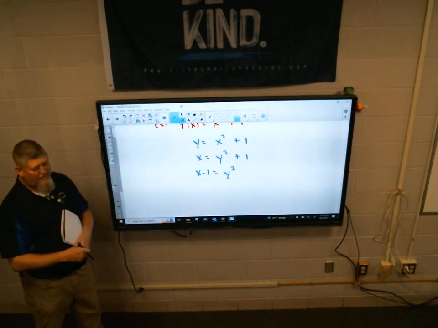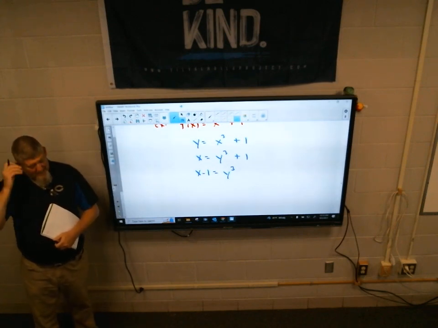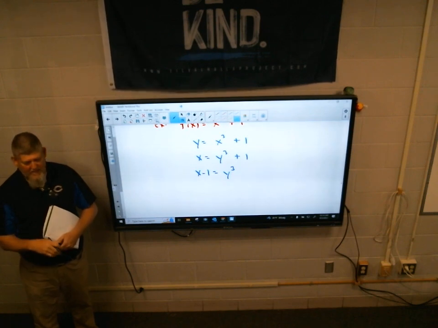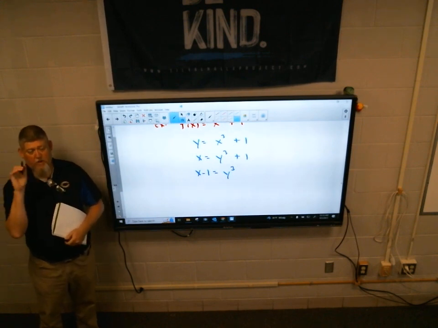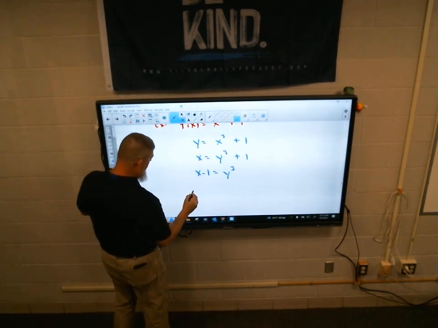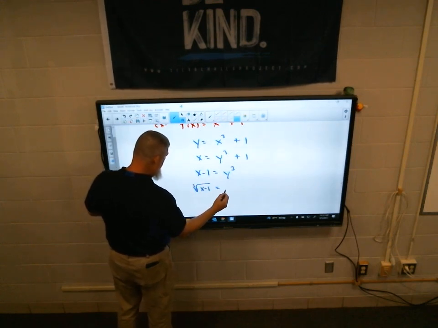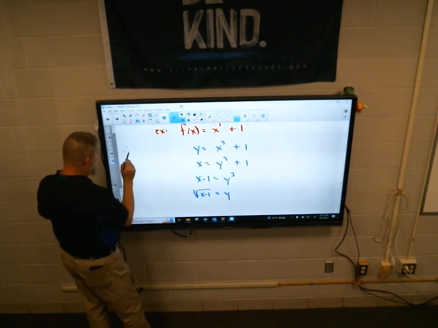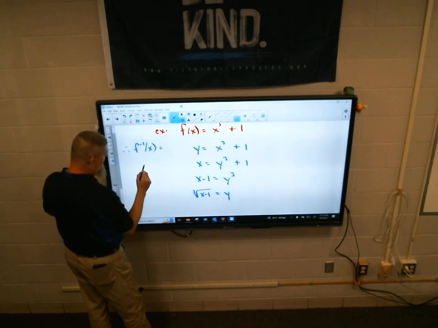Now how am I going to get rid of that third power? What's the opposite? Divide. No. Cubed root. The opposite of cubing is cubed root. So I'm going to take the cubed root of x minus 1, and that is going to equal y. Therefore, the inverse is the cubed root of x minus 1.